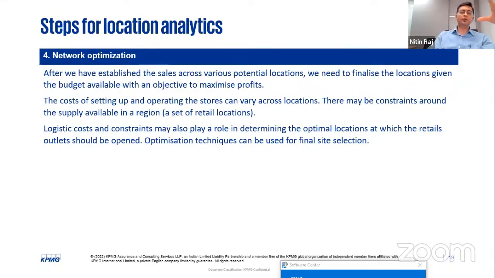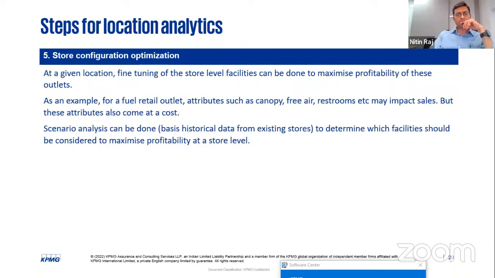And then finally, once you have individual forecasts, you do a network level optimization. And then at a store level, what should you have at the store? Should it be a store which has what we call a canopy, a covered outlet, or an open outlet? You have seen both types of outlets. Should it have free water, free air? Some amenities are must have, but some are not. Should you have a Cafe Coffee Day over there, or some other kind of food outlet, some general store, etc.? All of that can be modeled at a store level.